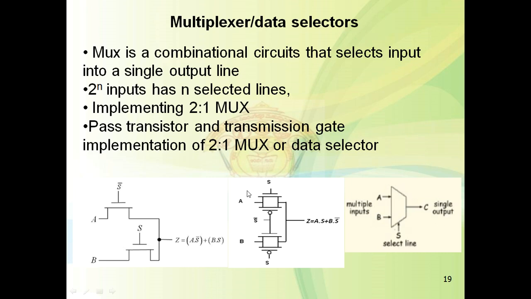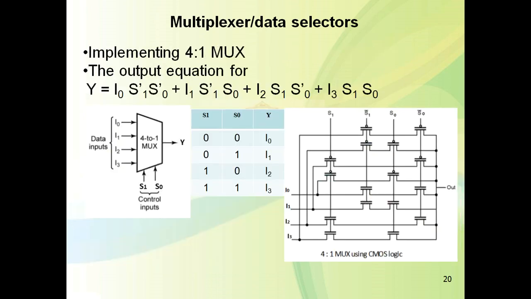So this is the transmission gate implementation of the 2:1 mux. Here S bar is connected to one N type transistor and one P type transistor, and another N type and P type pair, with S bar connected here and S here. Again you can see Z is equal to A into S plus B into S bar. This is the implementation of the 2:1 mux using pass transistors as well as the transmission gate.